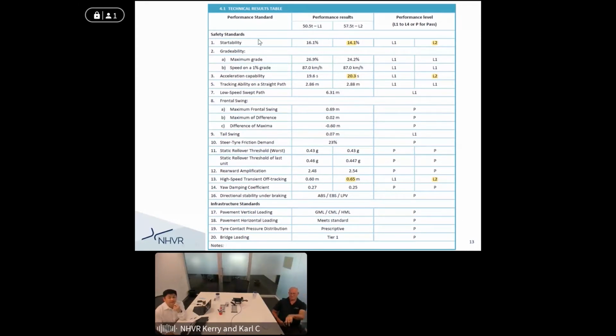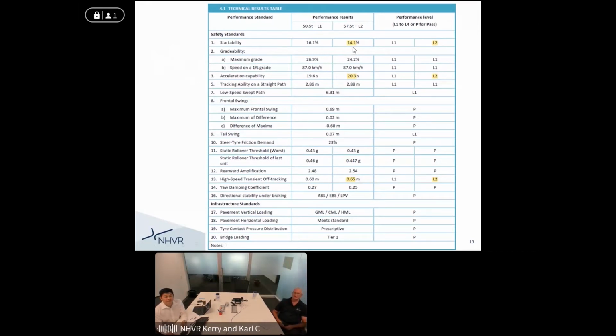So we start up the top there. The two middle columns, you've got the left column there has got 50.5 tonne, so level 1, and the other column's got 57.5 tonne, level 2. So we go to the first safety standard, it says startability. Now, under the PBS standards, PBS level 1, you have to have startability, which is the ability to start on a grade of 15%. So at 50.5 tonne, it's 16.1%, so that's better than 15%, so it meets level 1 requirements. However, at 57.5 tonne, it's 14.1%, so less than 1% below the standard, but it becomes a level 2 vehicle because of its great startability. So the standard for level 2 is 12%.